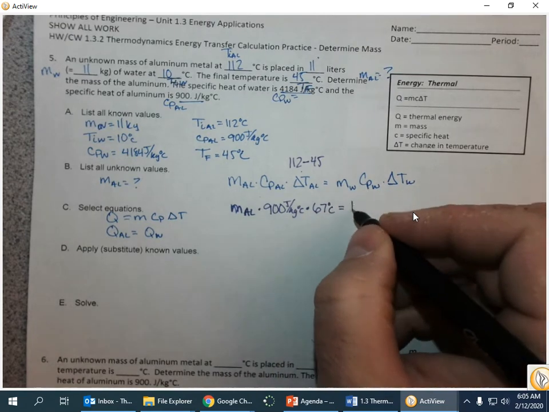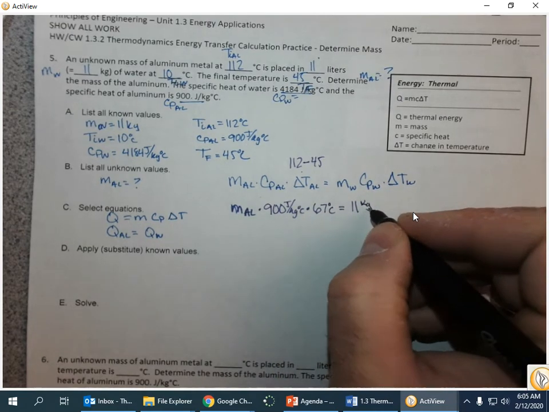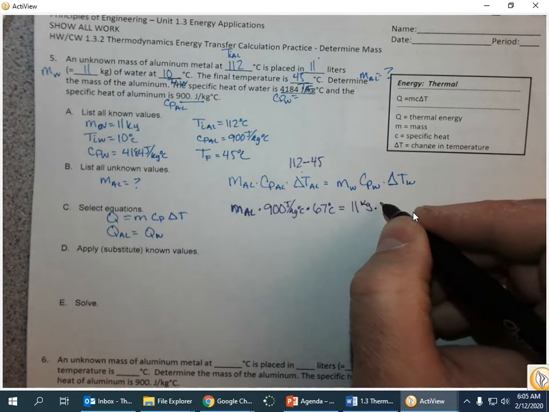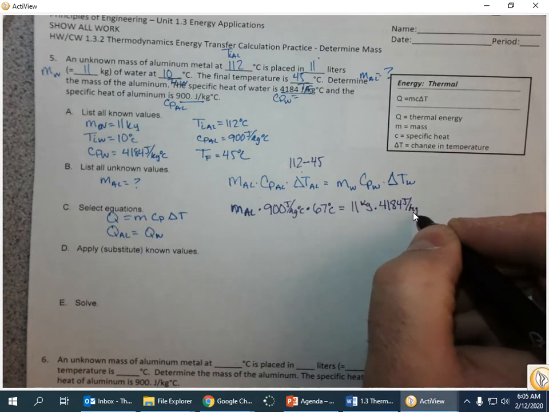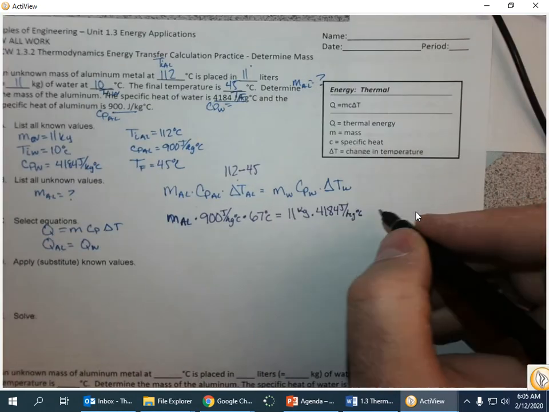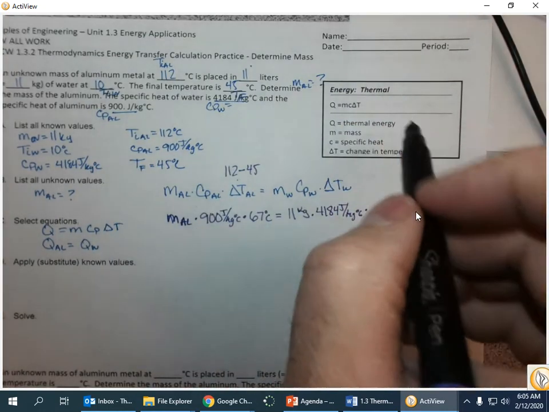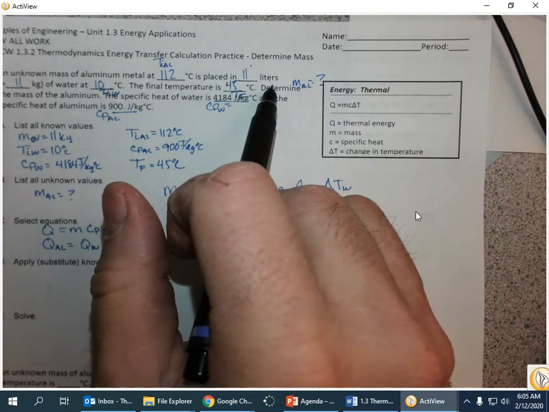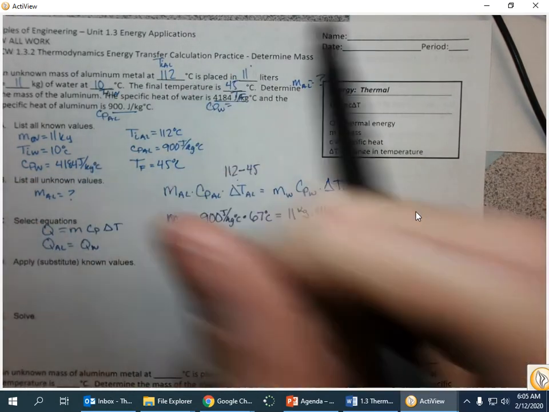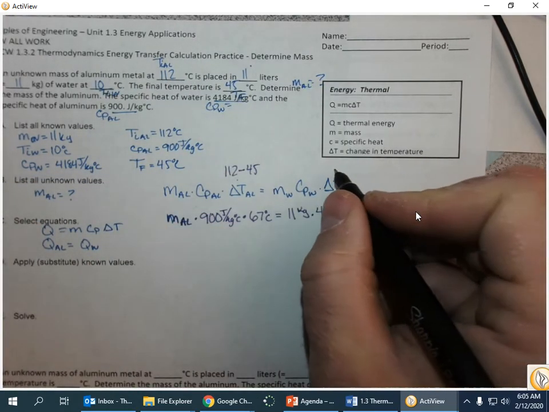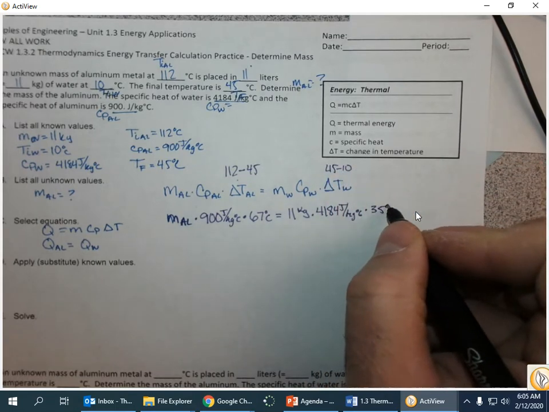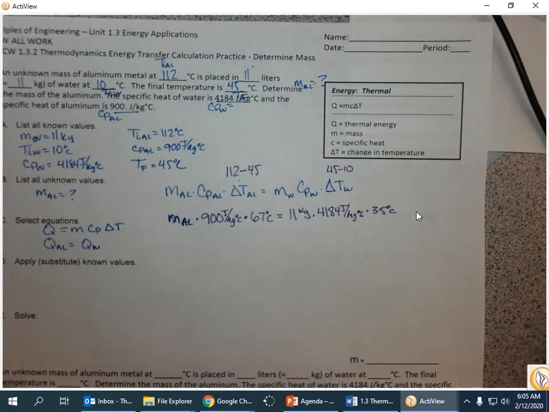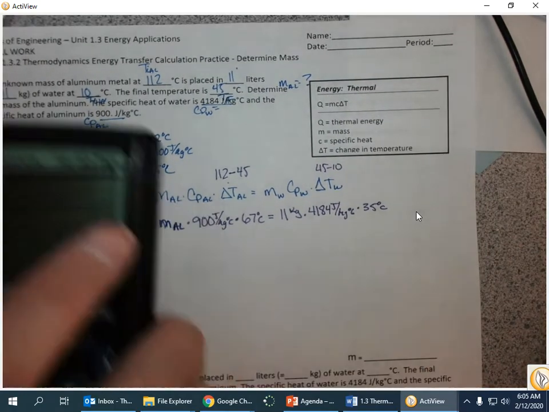And the mass of the water is 11 kilograms. And the specific heat of water is 4,184 joules per kilogram degrees Celsius. And the change in temperature for water is it went from 10 degrees to 45 degrees. So 45 minus 10 is 35 degrees Celsius. All right, now all we've got to do is the math.